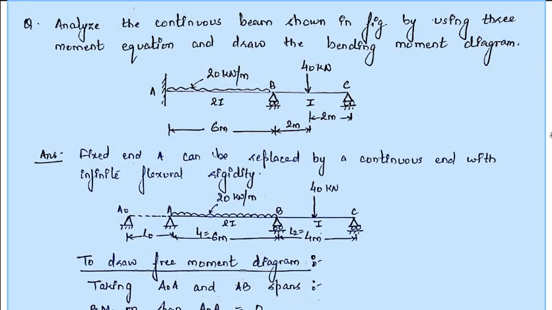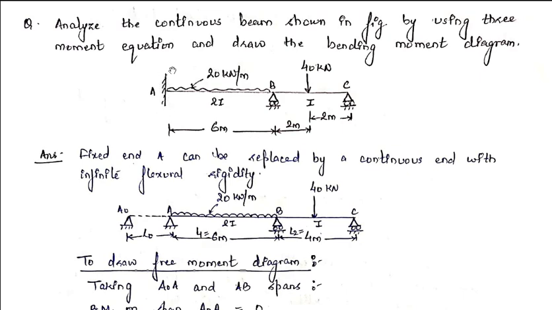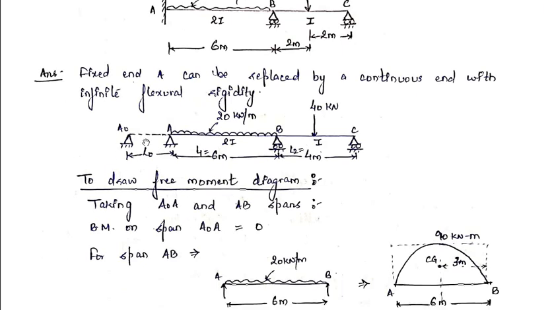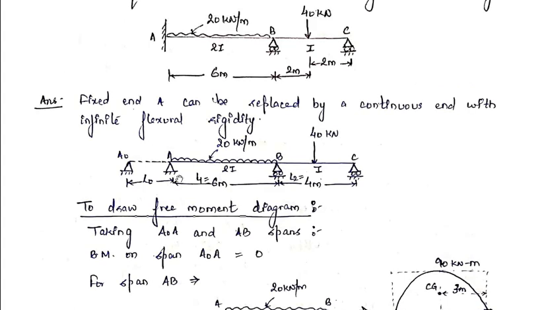First of all, let's convert this fixed support into an imaginary span having infinite flexural rigidity. So we have converted this fixed support into an imaginary span A0 to A, and suppose the length of this imaginary span is L0. Now, the first thing we have to do is draw the free bending moment diagram. First we will take the A0A and AB spans, and after that we will take the AB and BC spans.